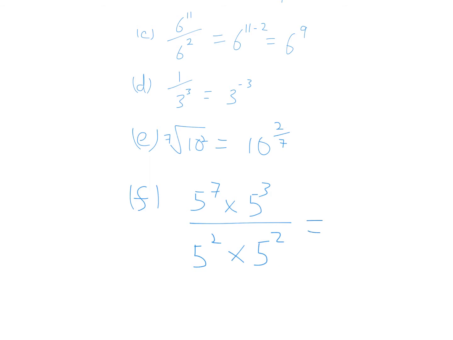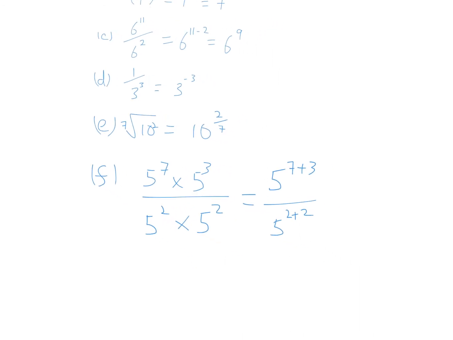Okay, so on the top we're supposed to multiply 5 to the power of 7 times 5 to the power of 3. Multiplying these indices is going to involve using index law 1, where we keep the base number and add our powers. Same thing down the bottom, they've asked us to multiply the indices, so we're going to keep the base number 5 and add the powers, so 2 plus 2. If we simplify these, the top one, 7 plus 3, we've got 5 to the power of 10, and 2 plus 2, we've got 5 to the power of 4.